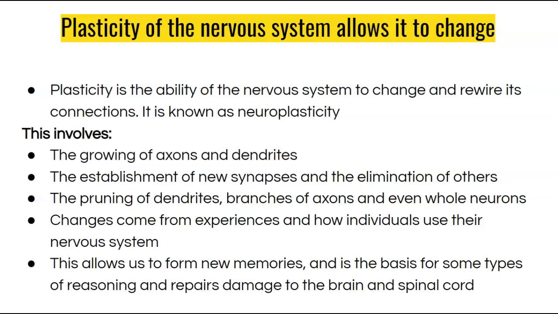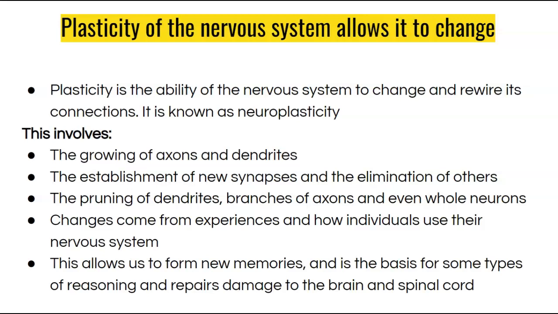So plasticity is an interesting concept. I think it's probably the coolest part of our brain. It's the ability of the nervous system to change and rewire its connections. So this allows growing of axons and dendrites, new synapses being formed, elimination of other synapses, pruning of dendrites, which are those branches of axons, even whole neurons you can prune. And this is all based on how individuals use their nervous system.